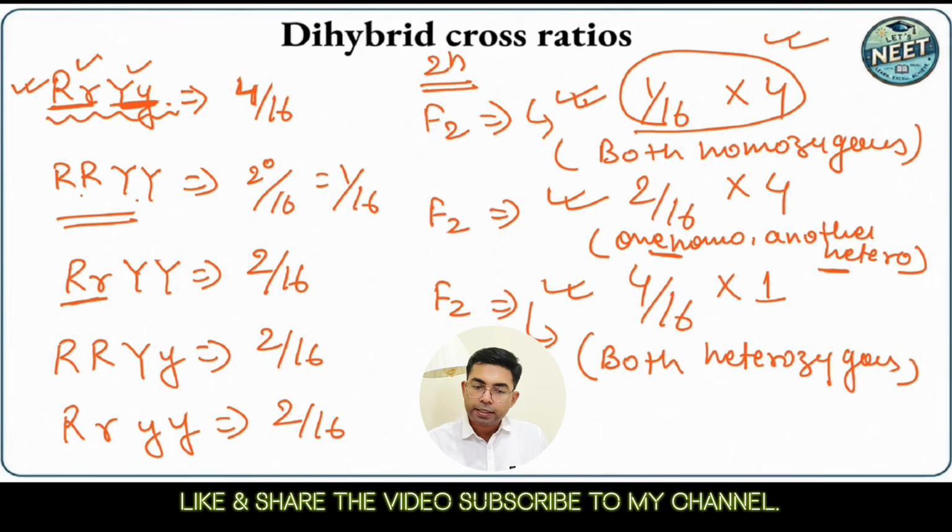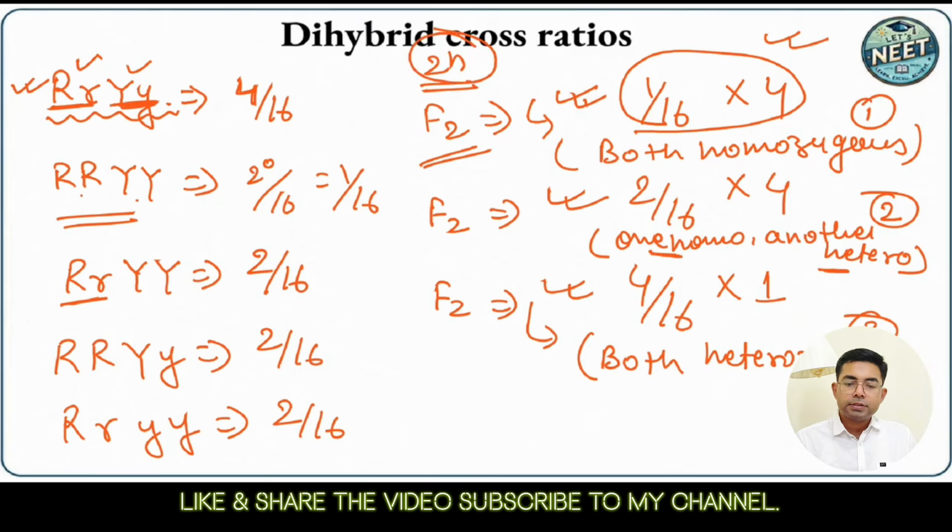So 3 cases can be there in F2 generation: both homozygous, one homozygous and another heterozygous, or both heterozygous. So in this way, using this formula, you can easily calculate. So this is all about the dihybrid cross.